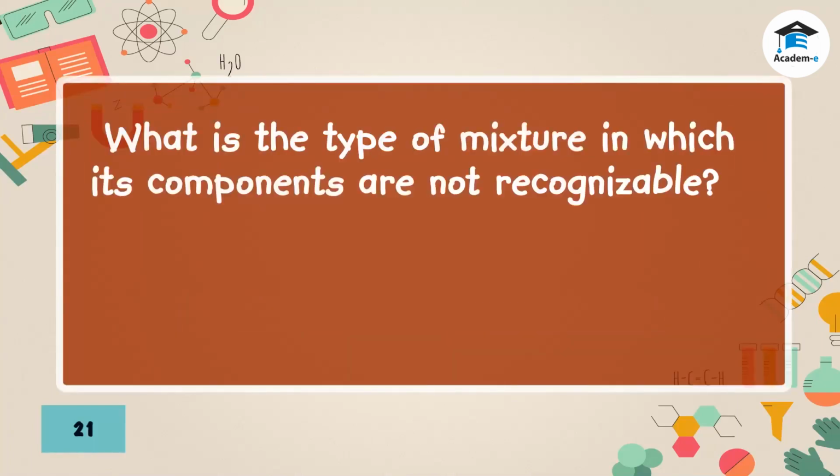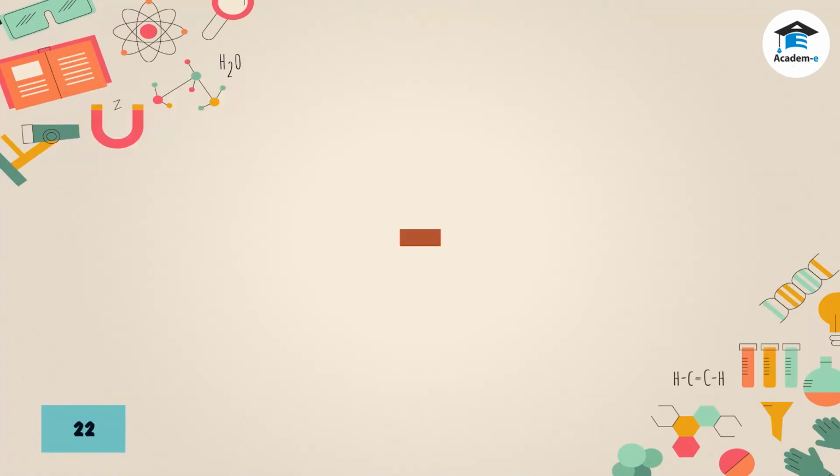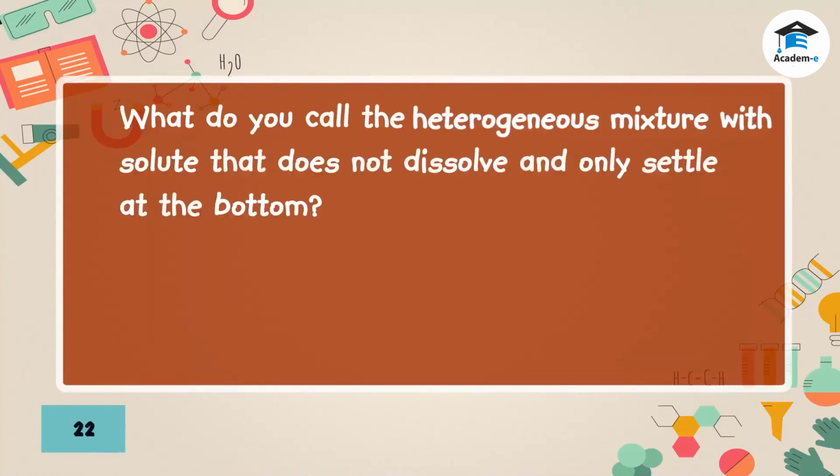What is the type of mixture in which its components are not recognizable? Answer: homogeneous mixture. What do you call the heterogeneous mixture with solute that does not dissolve and only settle at the bottom? Answer: suspension.